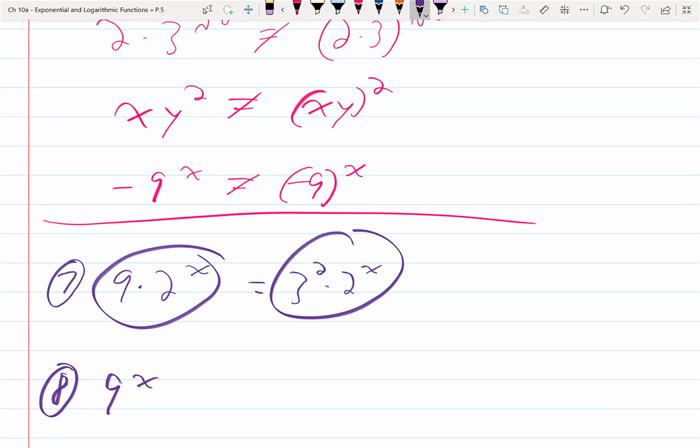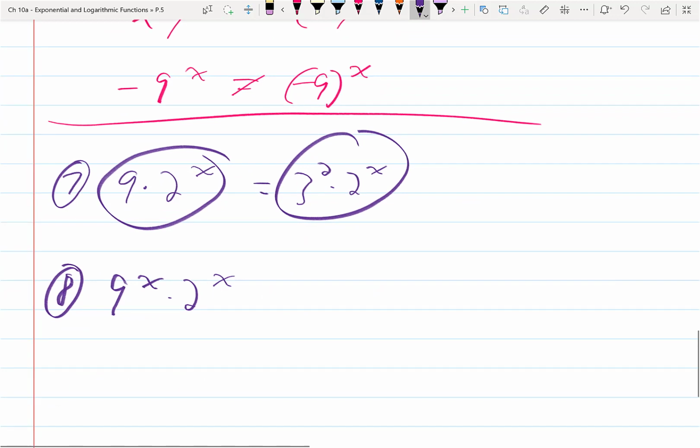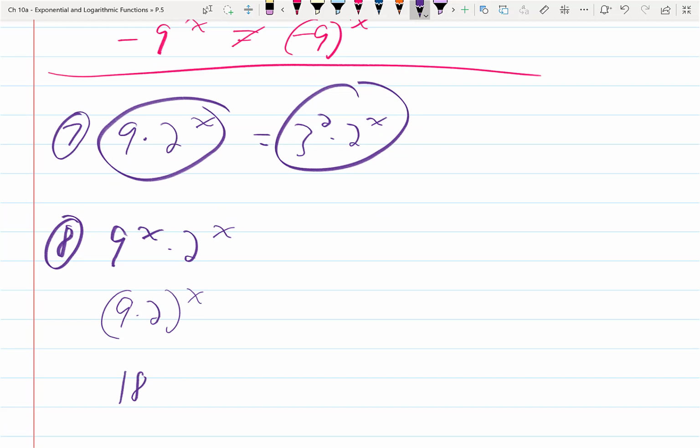What about 9 to the x times 2 to the x? That would be 9 times 2. No, it wouldn't. It would. They're both raised to the x power, so you could write it like this. Oh, yeah. Because both of those are being raised to exactly the same power. So I could write it as 18 to the x power. I would call this one the simplest exponent.